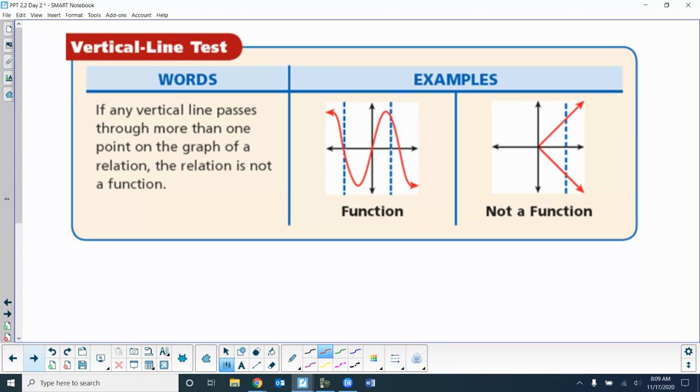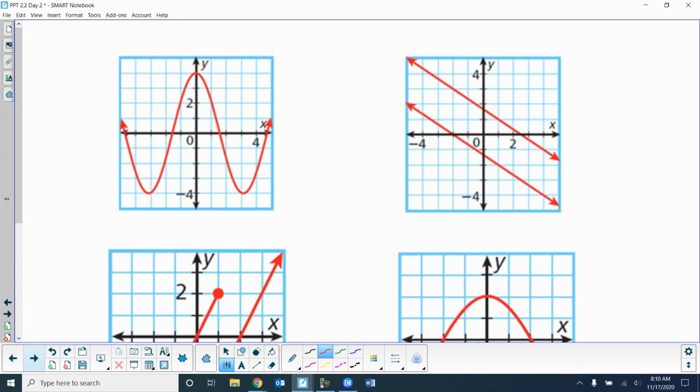If it hits more than once, like the circle we talked about yesterday, the parabolas that open left and right, they don't pass the vertical line test because every X has more than one Y. They don't have one and only one Y, they got 2 or more sometimes, depending on what it is. So that's not a function, okay? So is this a function?